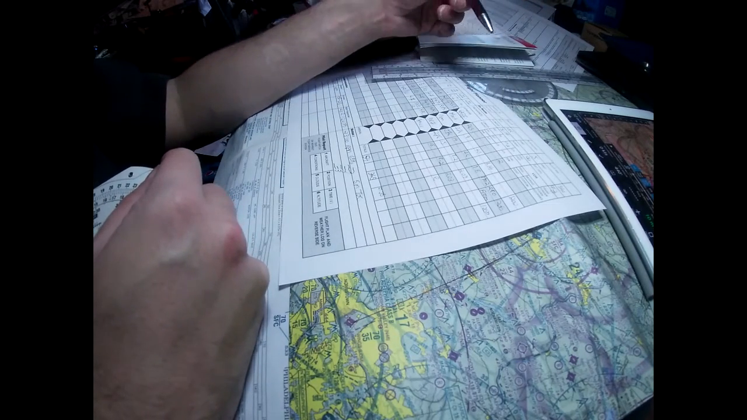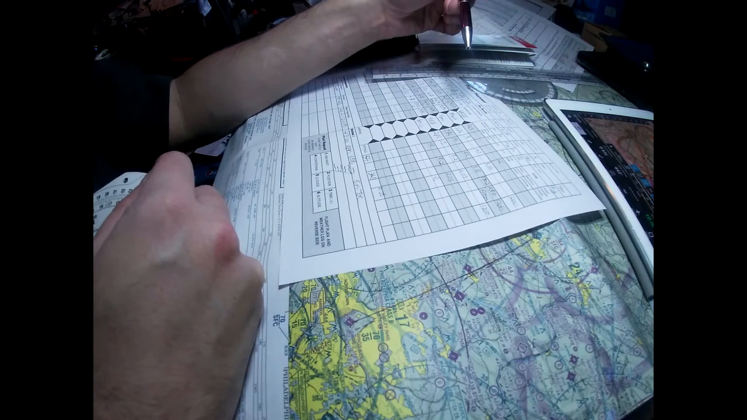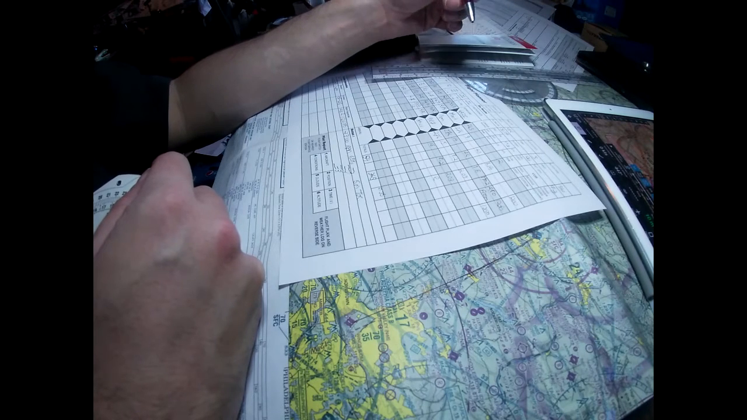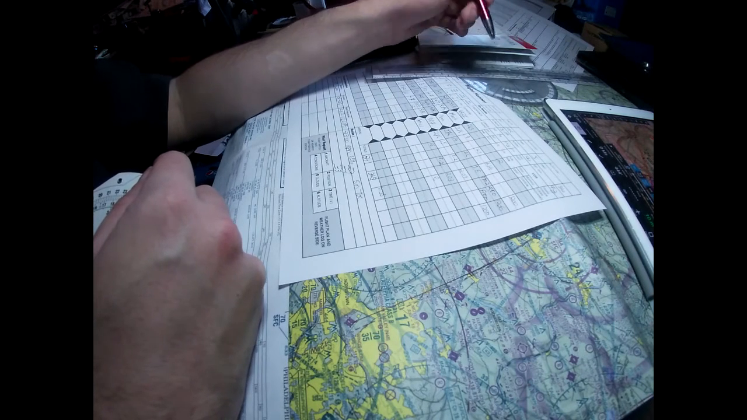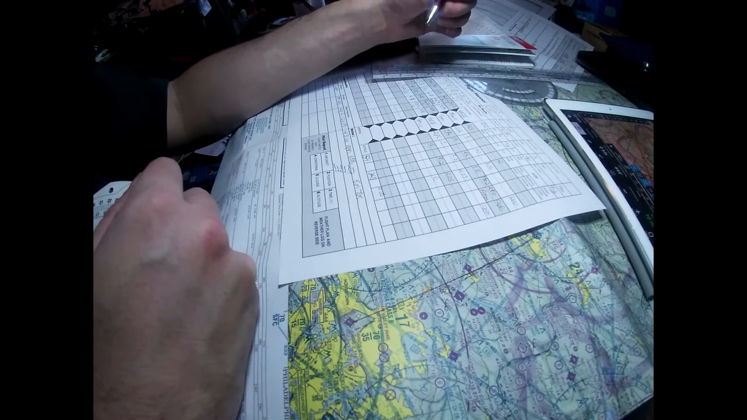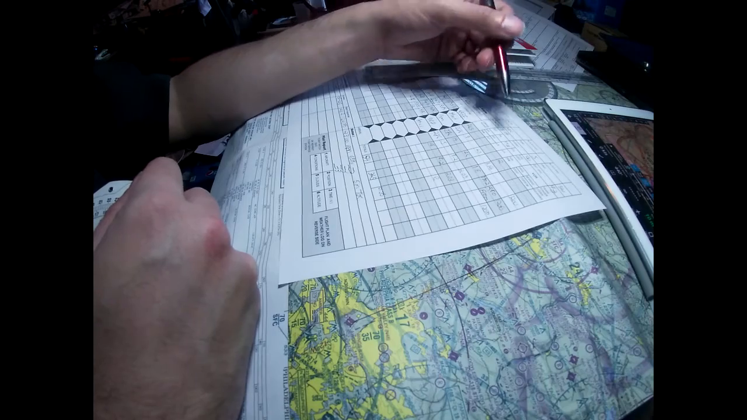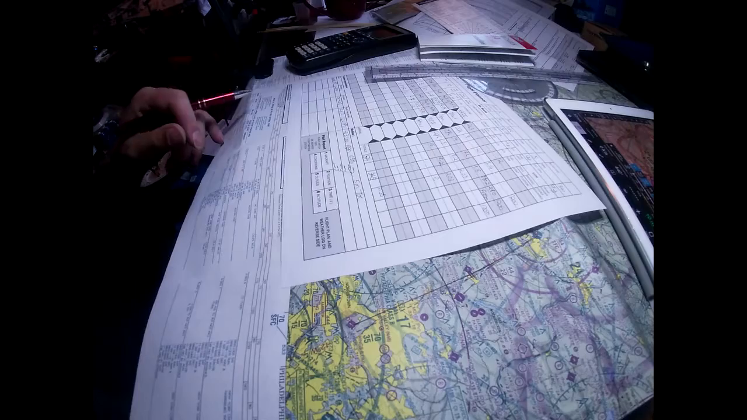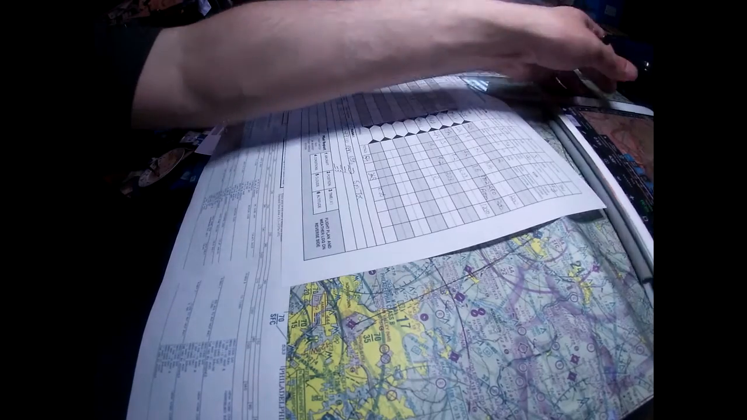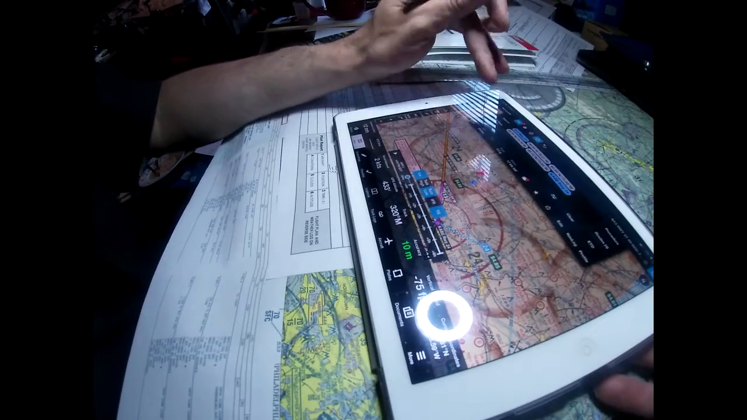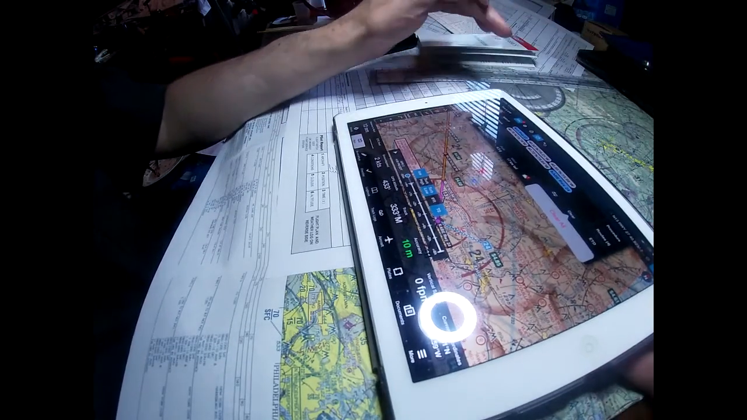So we're going about 110. The plane will indicate about 120, between 120 and 129. And yeah, I think we done it this time. I like it. So let's see how we compare up to the real world.